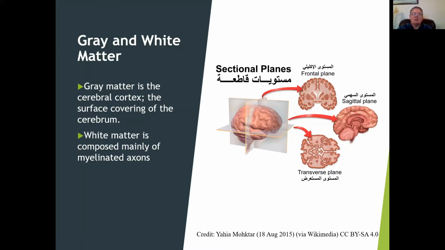Now, the outer layer of the cerebrum is the grey matter, and it's also known as the cerebral cortex, which is the surface covering of the cerebrum.